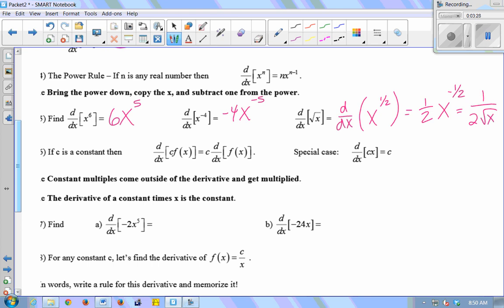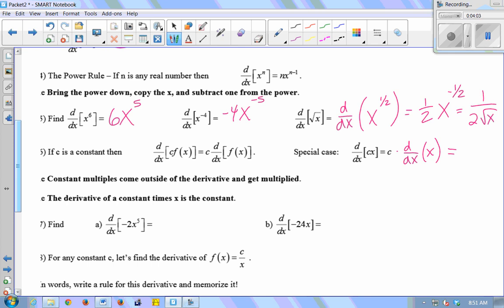Okay. If c is a constant, and you want to take the derivative of some constant times a function, you can just bring the constant out in front. So you just differentiate c times the derivative of the function. So for example, if I want to take d dx of c times x, that's just c times d dx of x. I brought the c out in front of the d dx. But then what's the derivative of x?